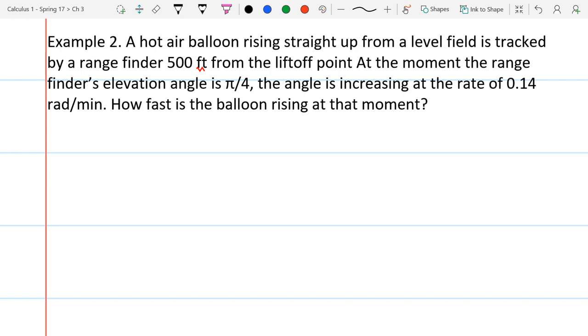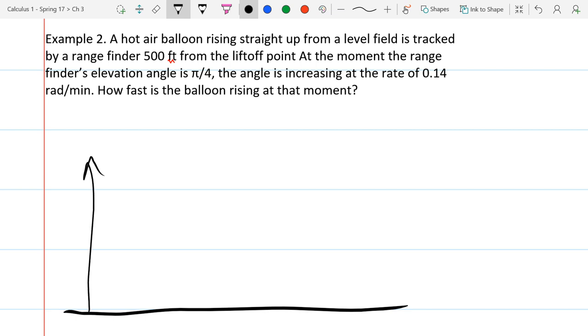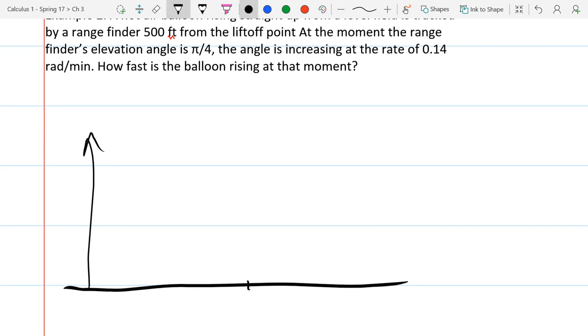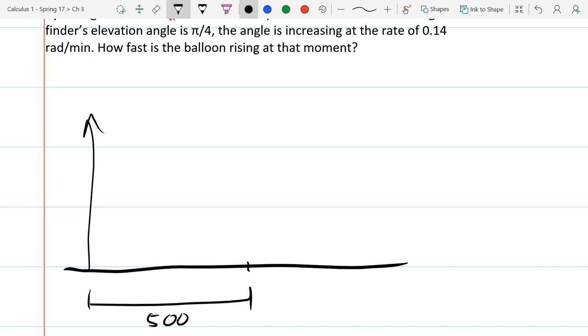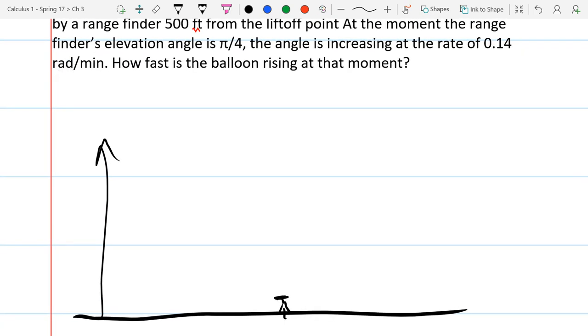We'll start with the picture: a hot air balloon rising straight up from a level field. So we'll just take one of these lines as the field. That's our level field. The hot air balloon is rising straight up, so we'll just draw an up arrow. The rangefinder is 500 feet from the liftoff point, so we go over some amount, and this will be 500. And we have a rangefinder. I don't know how to draw that, so I'll just draw it as a sort of stick figure thing. It probably looks something like a camera or a telescope. So there's our rangefinder. At the moment, the rangefinder's elevation angle is pi over 4, which is 45 degrees. The angle is increasing at a rate of 0.14 radians per minute.